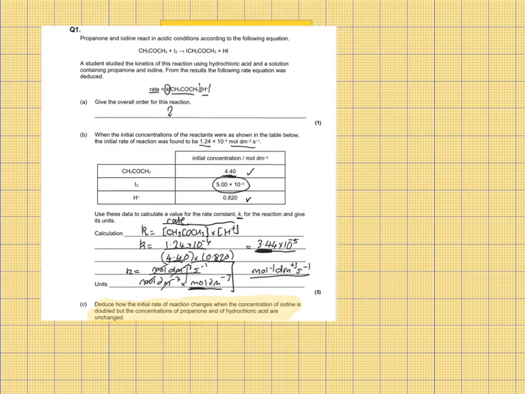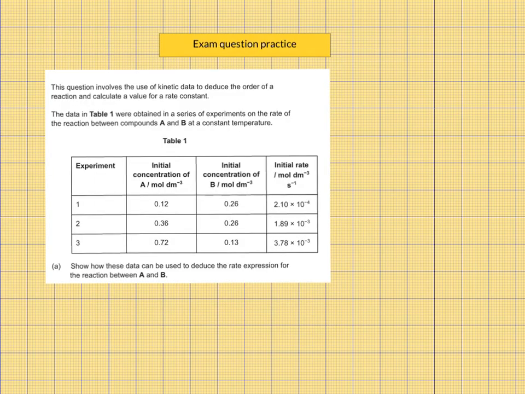So the initial rate of reaction, absolutely no change. What we will now do is look at some exam questions where we're asked to deduce a rate equation and deduce a value for the rate constant giving its units. So in this particular question here, we're given two theoretical reactants, A and B, and the initial rate. And the experiment has been repeated 3 times. And what we're trying to do is to deduce a rate expression, and that's the rate equation. It's the same thing. And also to deduce a rate constant.